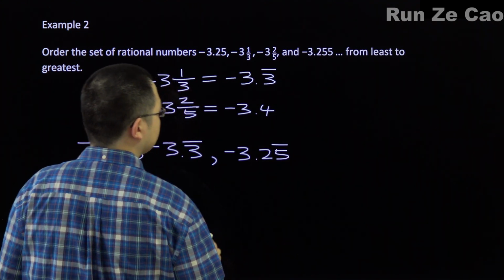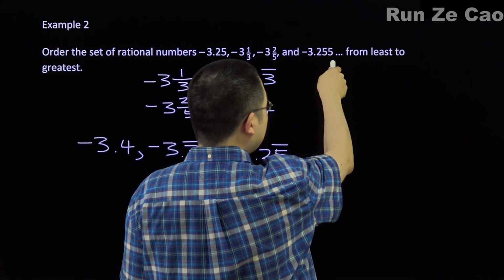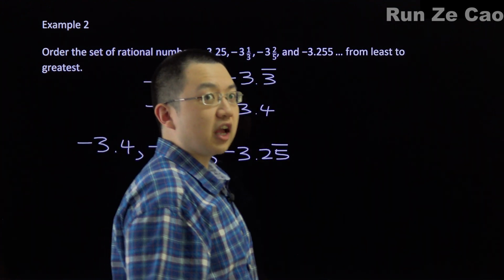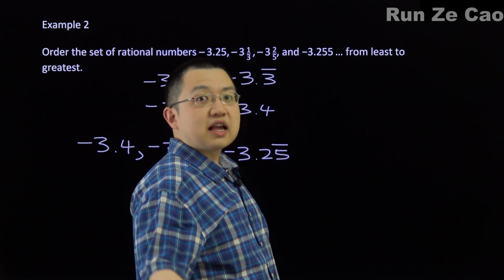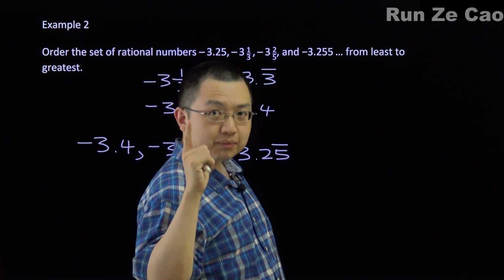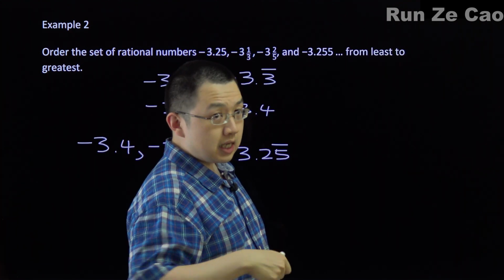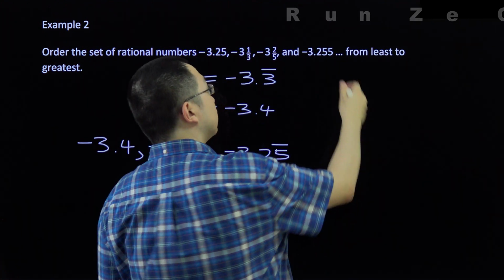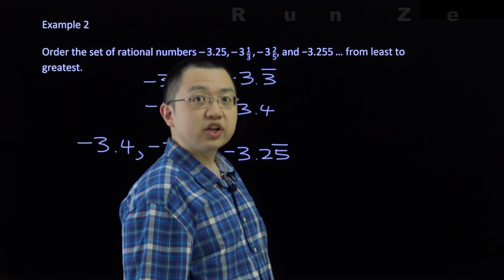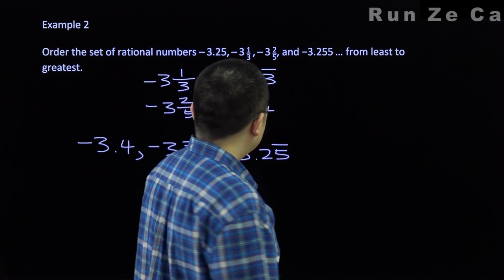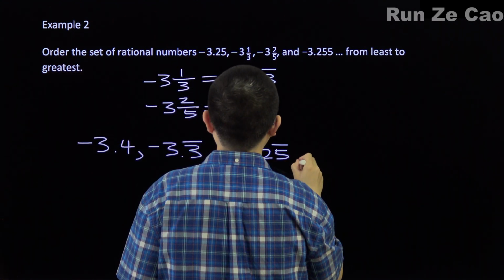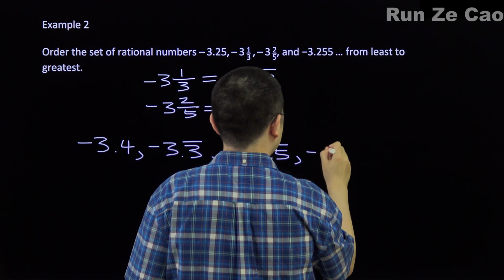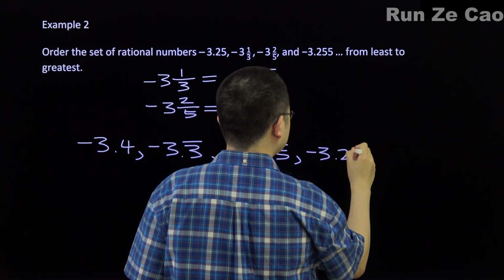-3.25 with the 5 being repeating. By the way, if somebody gives you a repeating decimal like this with just a dot dot dot at the end, that means that the last digit is what is being repeated. Otherwise, they would have to use a bar to denote which digits are being repeated. So writing it like this is perfectly normal. And the greatest would be -3.25. It's the least negative.